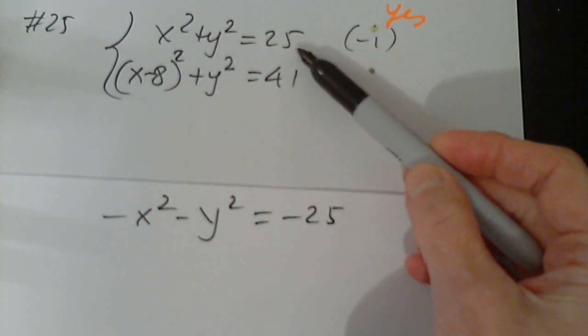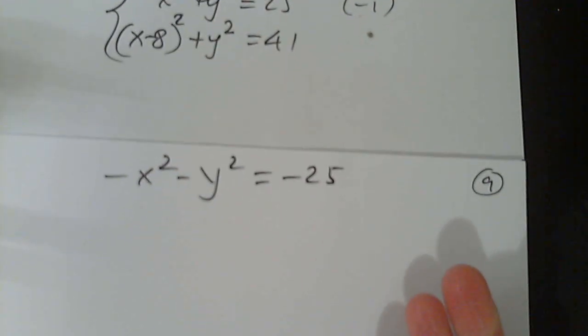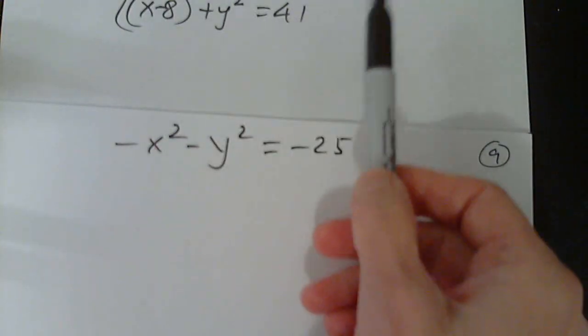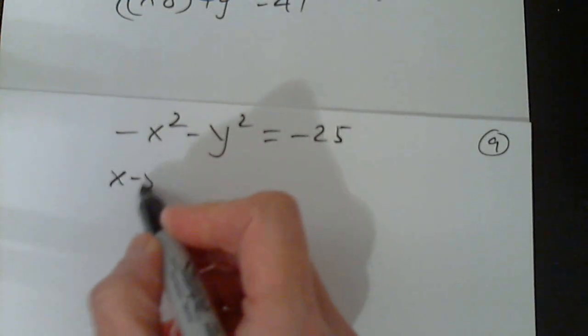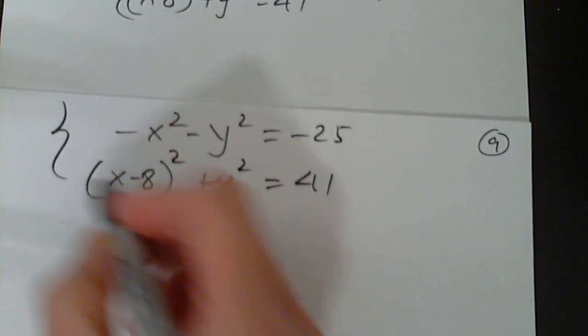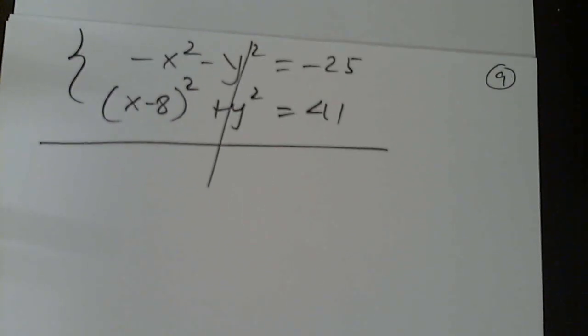If you omit to multiply all terms, you will not get to the solution. Be very careful. Right? We have to multiply everything, not just pick and choose. Okay, x minus 8, everything squared, plus y squared equals 41. Yes, that was the idea.